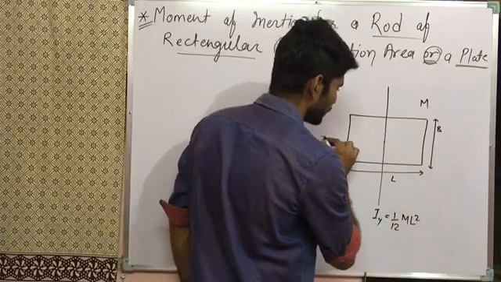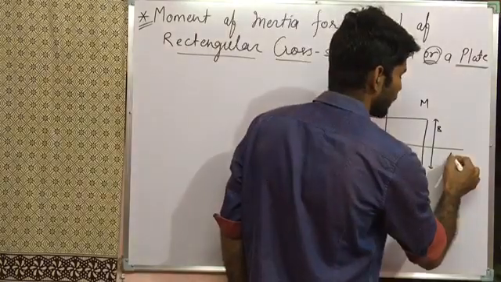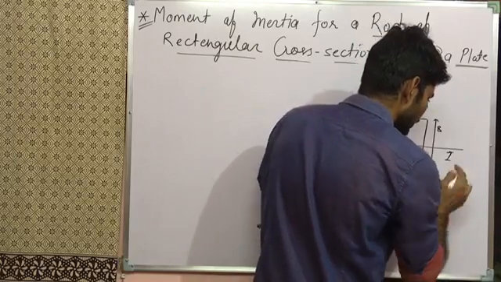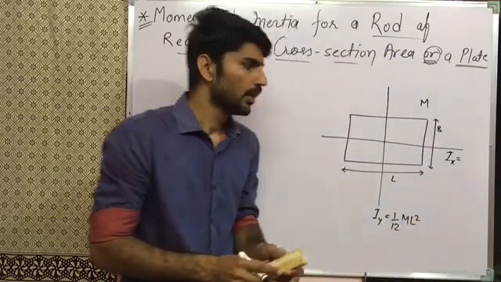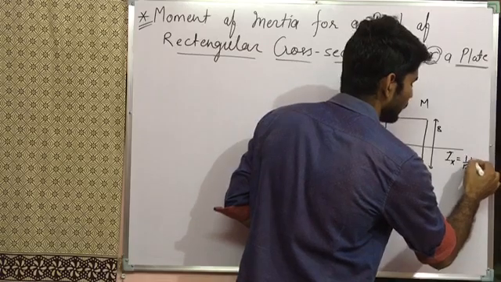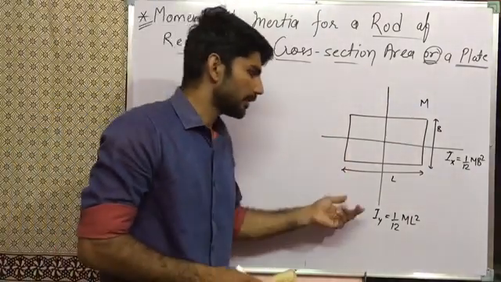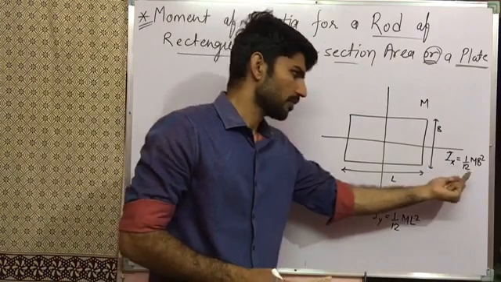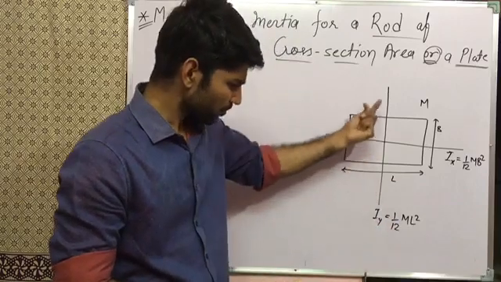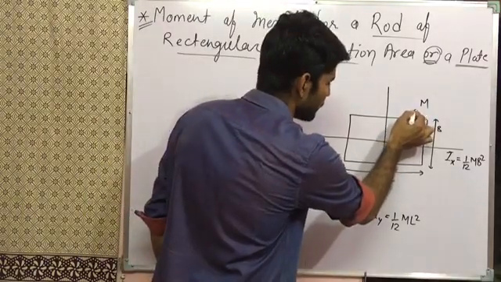When we take the axis passing through the center and perpendicular to the breadth, the moment of inertia about this axis, Ix, which is perpendicular to the breadth, is 1 by 12 MB square. So these are the two axes about which we found the moment of inertia: 1 by 12 MB square for the axis perpendicular to the breadth, and 1 by 12 ML square for the axis perpendicular to the length.